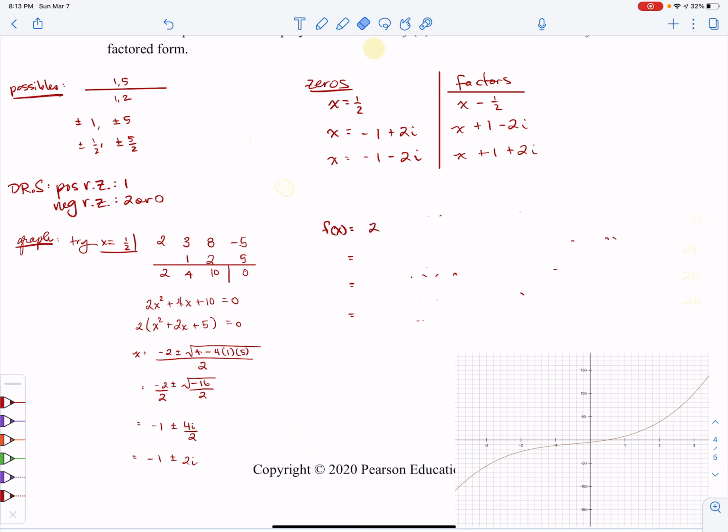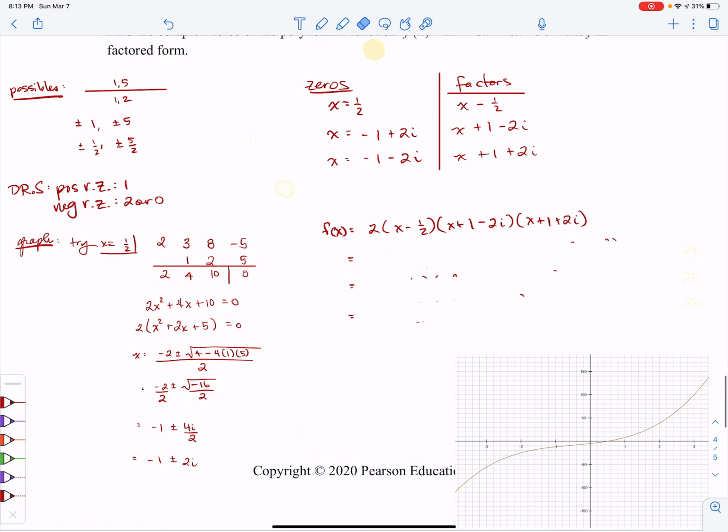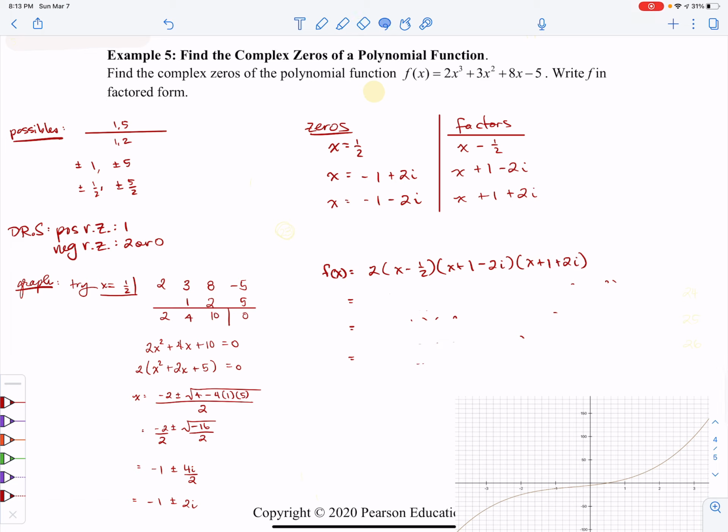So we'll take our factors, and we'll go ahead and list our factors. And you say, where did that 2 come from out front? So here's what I want you to do. Take a look back at the original. You'll notice that our leading coefficient here is 2. So that means that our leading coefficient here must also be 2.